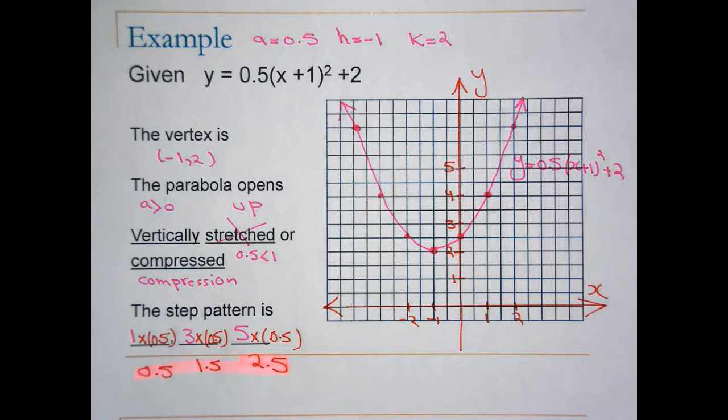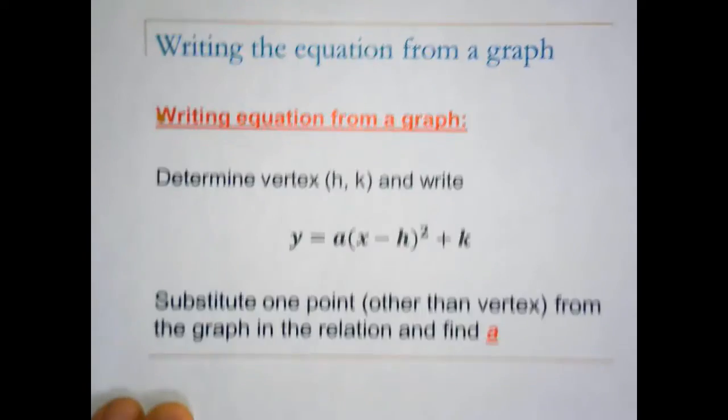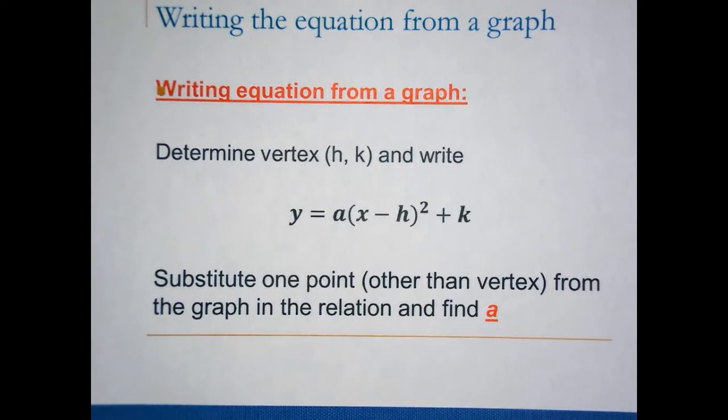In the next part of our lesson, we are going to do exactly the opposite of what we did in the first part of the lesson, and it's called writing equation from a graph. What it means is that a graph is going to be given to us, and then we are going to look at the graph and write the equation that will lead into that graph.